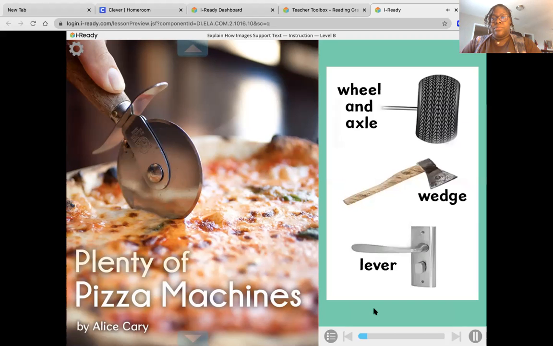Simple machines are called simple because they have few or no moving parts. They make work easier. A wheel and axle, a wedge, and a lever are three simple machines. Are you ready to read Plenty of Pizza Machines? Let's go!